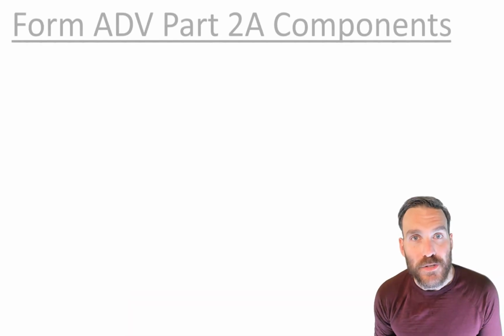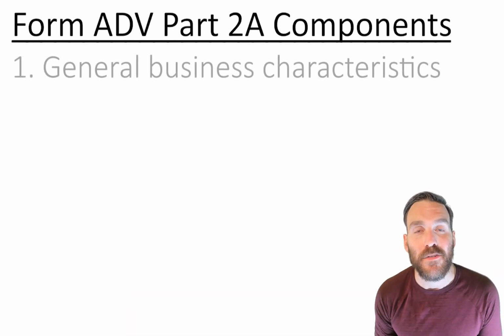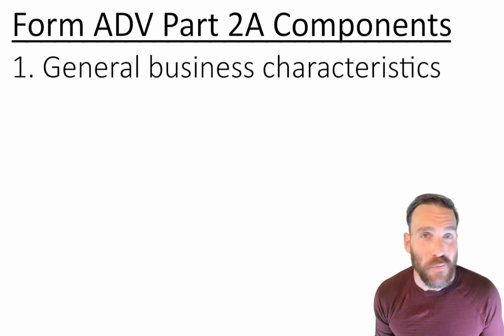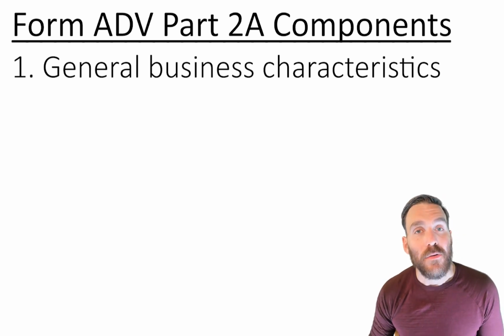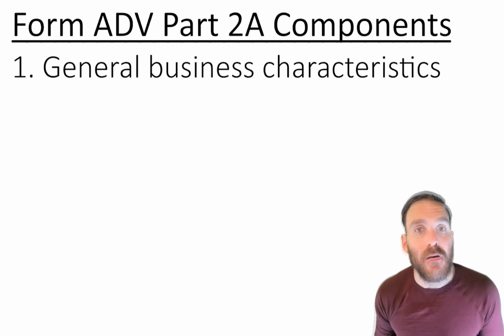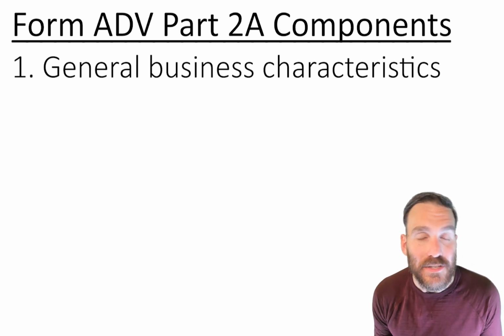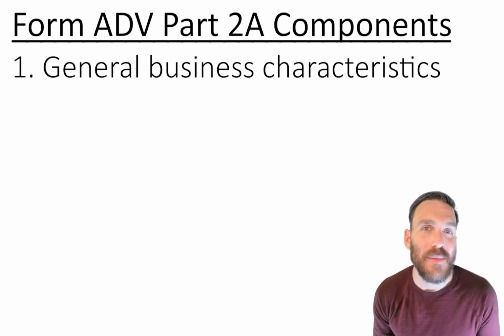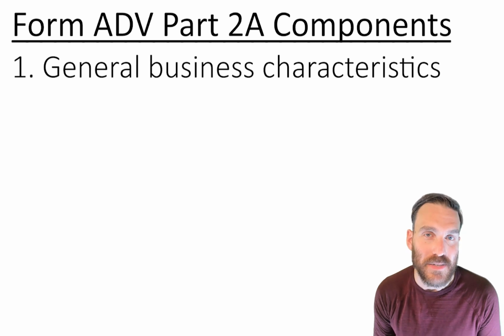In the Achievable program, we break down Form ADV Part 2A into 6 primary components. The first of which is general business characteristics. And this section is pretty much what you would expect. It includes a description of the business, how long the advisor has been in the securities industry, and the type of advisory services the business provides.